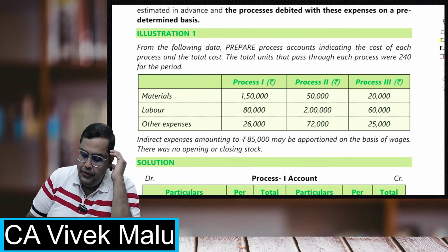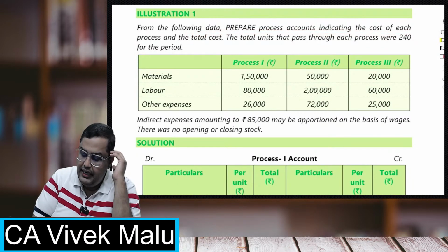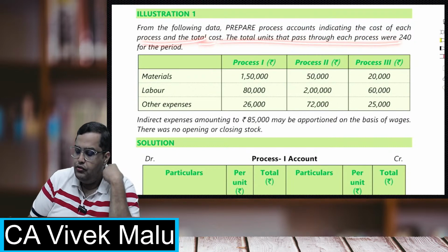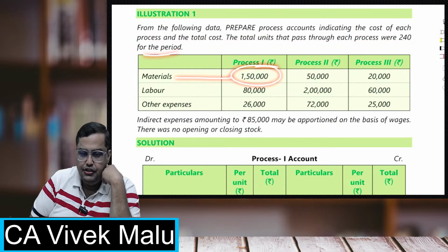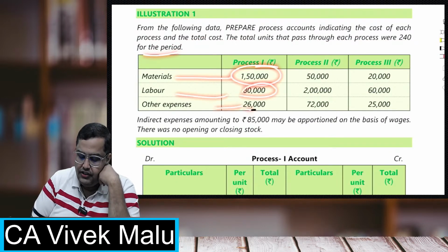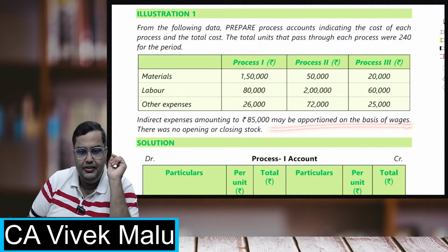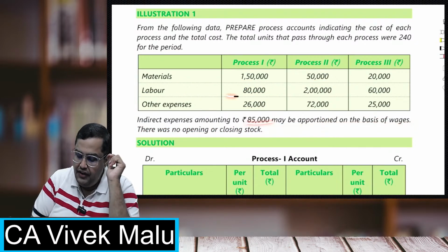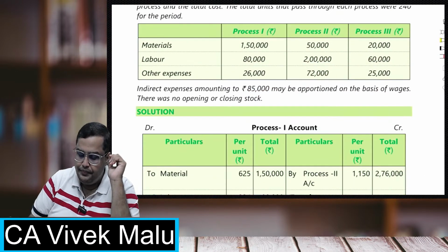So from the following data, prepare process accounts indicating the cost of each process and the total cost. The total units that passed through each process were 240 for the period. Materials in process 1 we will introduce 150, labor 80, other expenses is given. Then data for process 2 and process 3 are given. Indirect expenses amounting to 85,000 may be apportioned on the basis of wages. So 85 is to be distributed in the ratio of wages between the three processes.